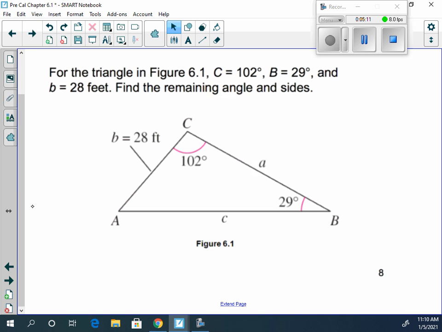For the triangle here, angle C is 102 degrees, angle B is 29 degrees, and side length b is 28 feet. Find the missing information. So what's given to us? Two angles and a side. When we look at the flowchart that I gave you, that's number 2. Okay, that's what we have. So we're going to solve it using that method. Now, before we plug anything in, we can find one of the missing lengths, or one of the missing angles.